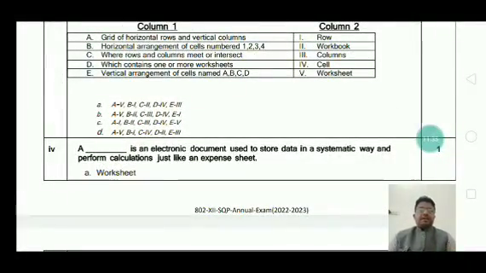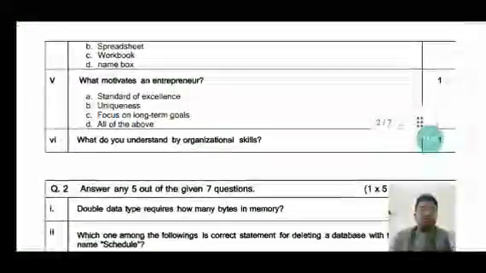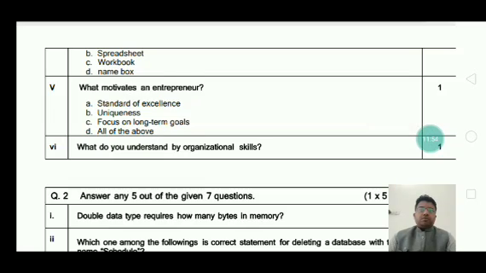Next comes the next question. A dash is an electronic document used to store data in a systematic way and perform calculation just like an expense sheet. So the options are worksheet, spreadsheet, workbook, and name box. So the right answer is your spreadsheet. That is option B. Okay.